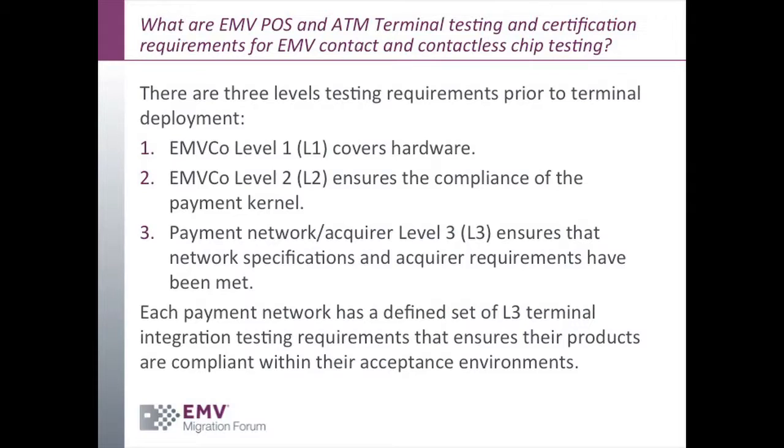EMVCo Level 1 covers the underpinning hardware. EMVCo Level 2 ensures the compliance of the payment kernel. And Payment Network or Acquirer Level 3 ensures that network specifications and acquirer requirements have been met. Each of the different payment networks have defined their own set of Level 3 terminal integration testing requirements that will ensure that their products are compliant within their acceptance environments.